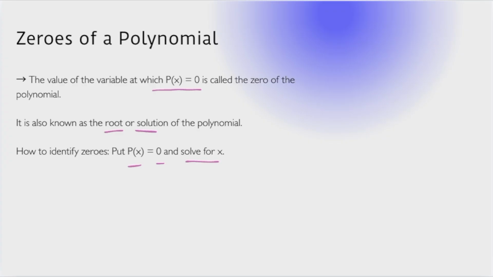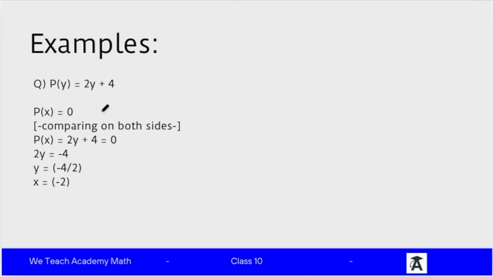Let's learn this through an example. So p of y is equal to 2y plus 4. As we had learned, p of x or p of y can be equated to 0. And then 2y plus 4 should be equal to 0.